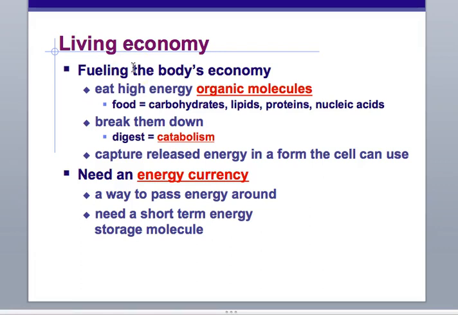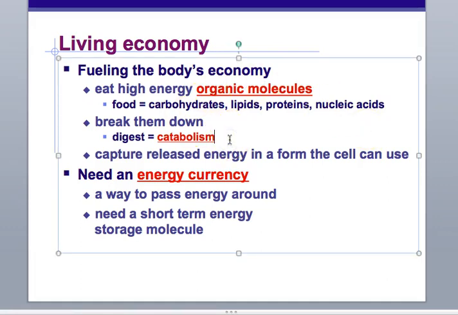Some people like to make this analogy that in order to run our body, we need some sort of currency. It's like if you're going to run the country, you need money, or you need money that people trust. And so in this case, we have an energy molecule that's very high. It's a high kind of currency. It has a lot of energy in it. So when we eat high energy organic molecules, these things like carbohydrates, lipids, proteins, nucleic acids, like we were saying, we break them down through catabolism.